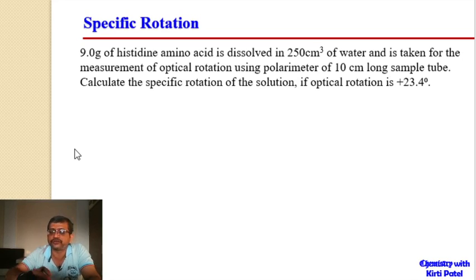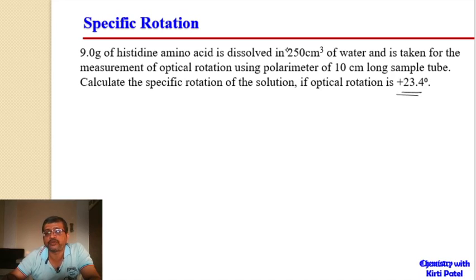So this is one problem that we had seen. Now second problem is for homework or for home assignment to you. 9 gram of histidine amino acid. Histidine is one of the essential amino acids present in our proteins. This 9 gram of histidine amino acid is dissolved in 250 cm cube or 250 ml of water and is taken for measurement of optical rotation using polarimeter of 10 centimeter long sample tube. Calculate the specific rotation of the solution if optical rotation is plus 23.4.